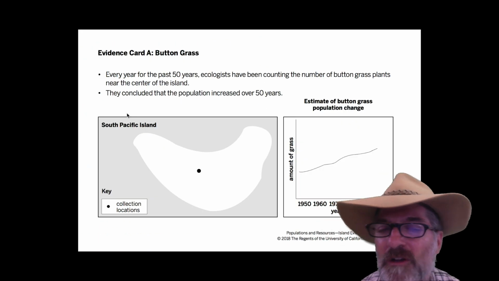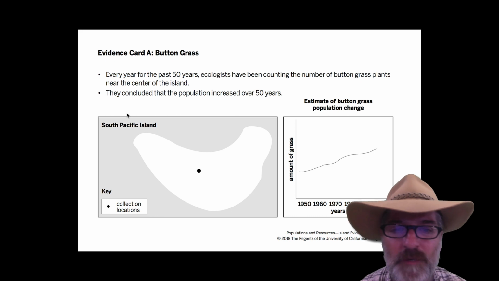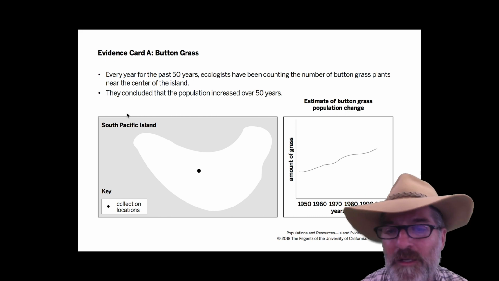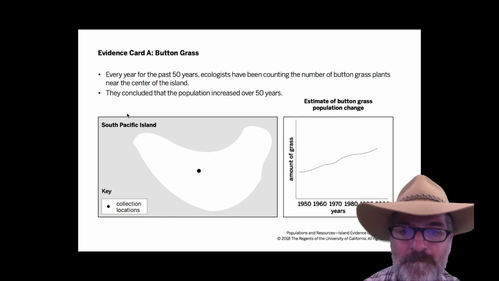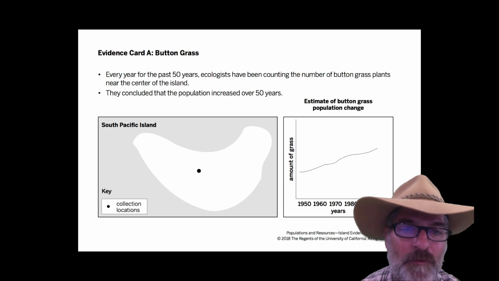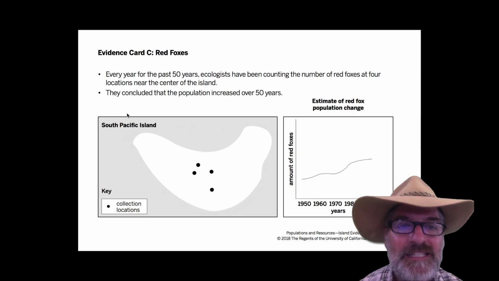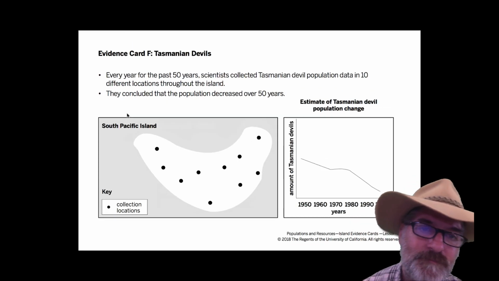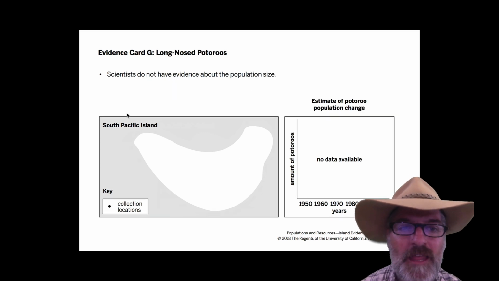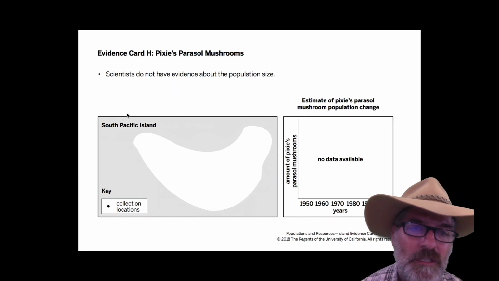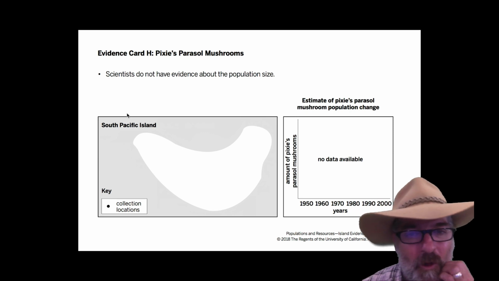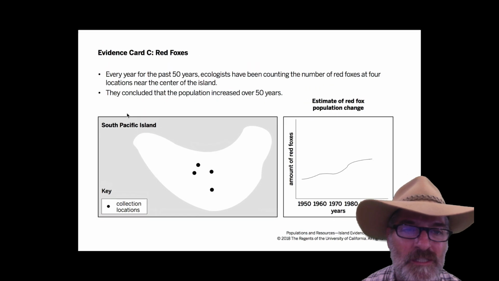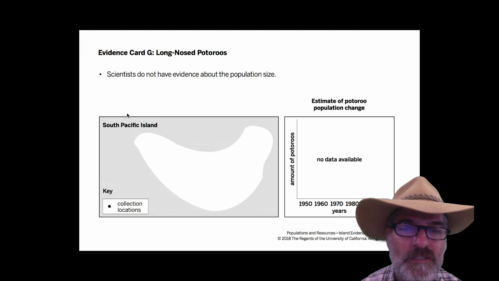Again, you can find these evidence cards on our website, and you can print them out there, or you can go to the link, or I'm going to provide them right in here in this video, or they will be in the packet printed out for those of you that don't have a way to print those out. And so the first one we have is A, with the button grass. Second is feral cats, B. C is the red foxes. D is the sparrows. E is the Sparrow Hawks. F, Tasmanian devils. G, long-nosed potoroos. And H is the parasol mushrooms. So those were our cards. Let me just double check here really quick again. We've got A, B, C, D, E, F, G, H.